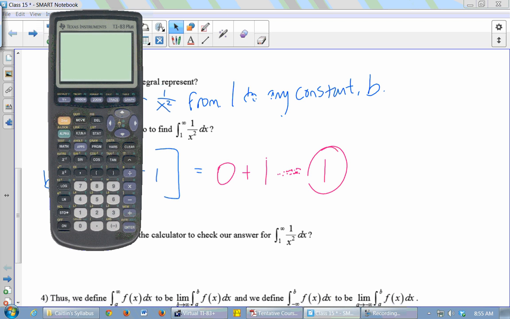So actually, I think I'll just do it in my home screen. So I have math 9, yep. And my function is 1 over x squared, comma x, comma 1, comma, and then I'll just pick a big number like 100. Of all the numbers, 100 isn't that big, but we'll see what this gets us. 0.99. Okay, so maybe we'll do it again, and we'll put in 1,000 this time.